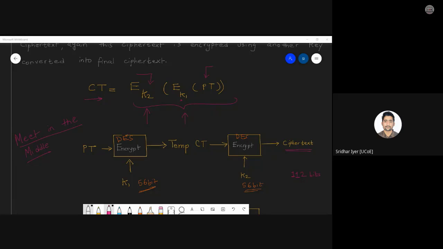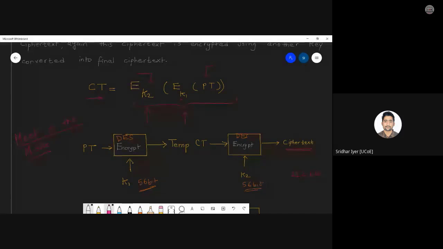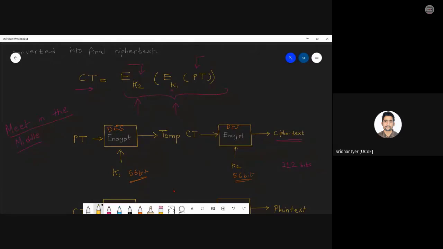Just have a look at what I'm talking about. Any idea what exactly this could be? First of all, try to give answers and try to make it as interactive as possible. You can even unmute yourself if you wish and let me know the answers. What could be the meet in the middle attack? Meet as in meet someone. It's similar to that. You start from one end and meet at the center. This is the significance of meet in the middle. So let me explain it once again.